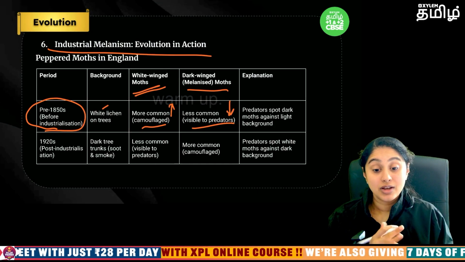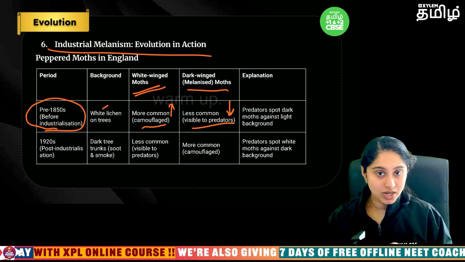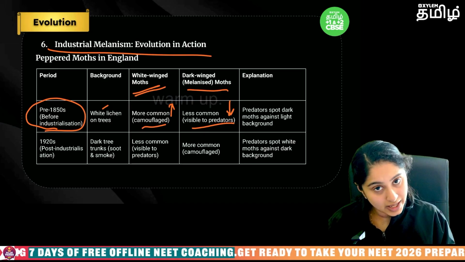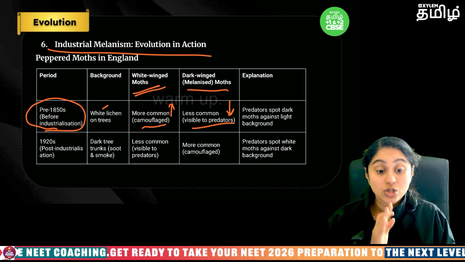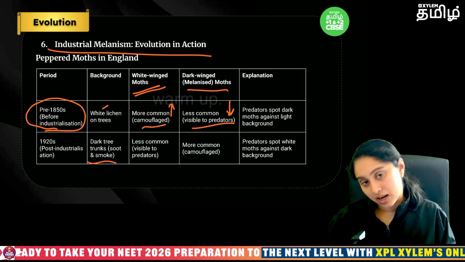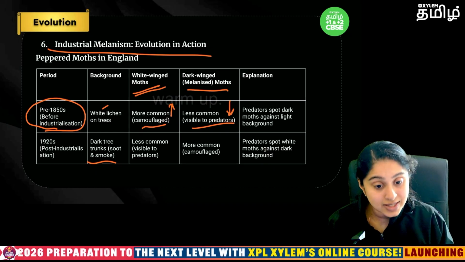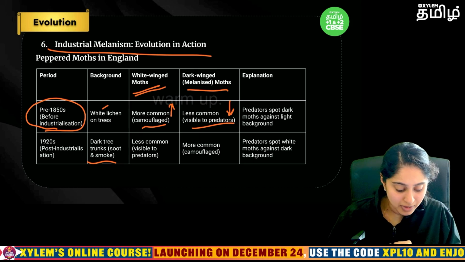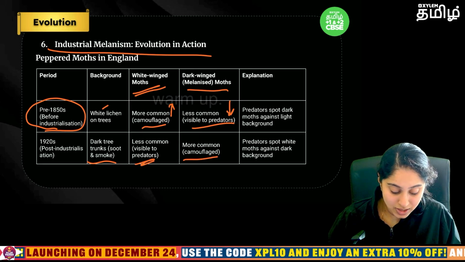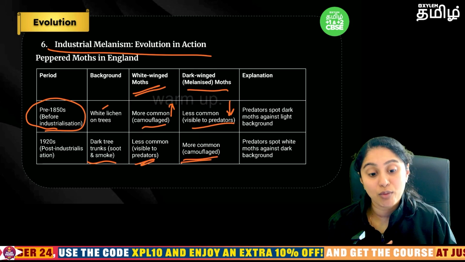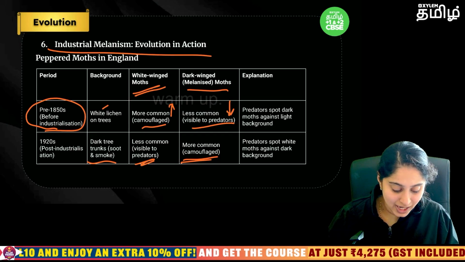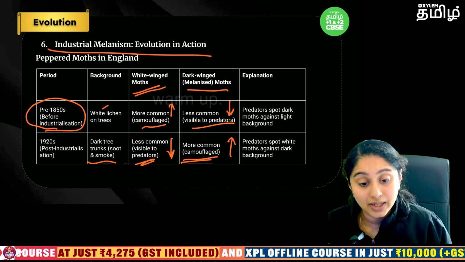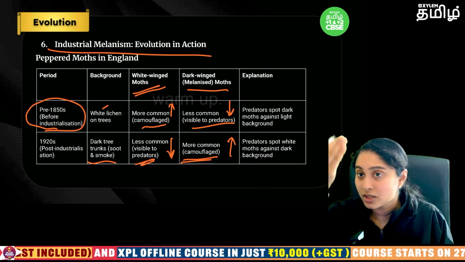But later, nature itself changed. So industrialization happened, pollution started coming. So as a result, the lichens started dying, the soot started depositing. Then what happened? The trees became dark because of the soot, because of the lichens dying. Now as a result, what happened? This white moth became visible to the predators, whereas the dark moth was camouflaged. So automatically dark moth population started going up, white moth population started coming down because predators could only see the white moth in the dark tree.